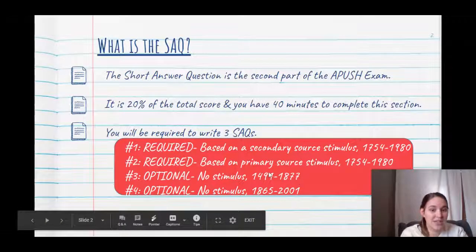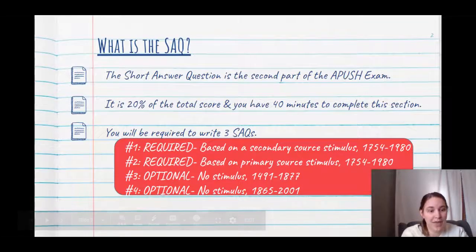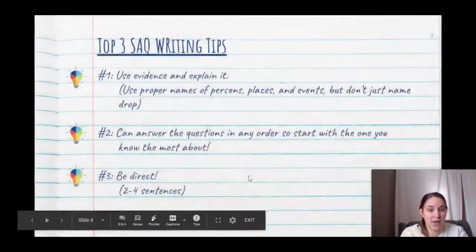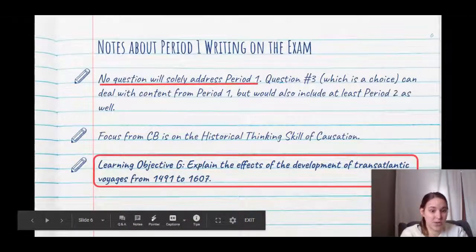The third question can cover content from period 1, but it wouldn't only be from period 1. It would bleed into period 2, maybe even also period 3. So question number 3 is the only one in this section that could address period 1.